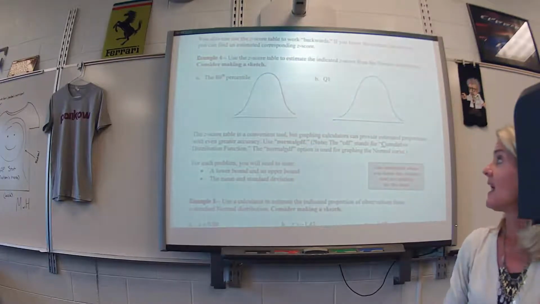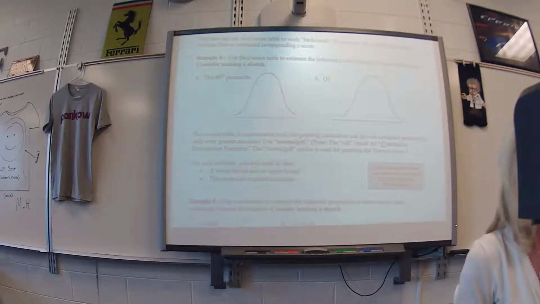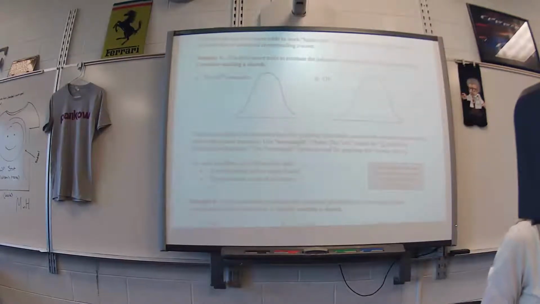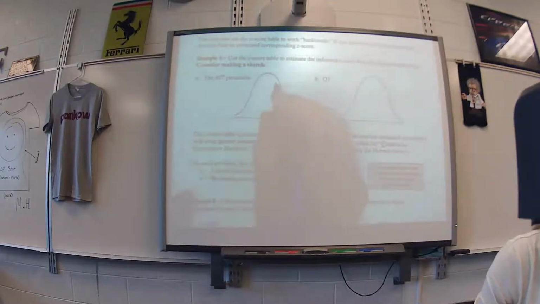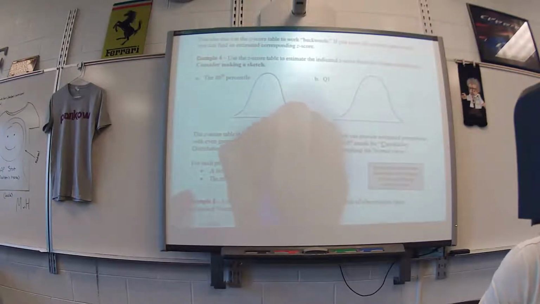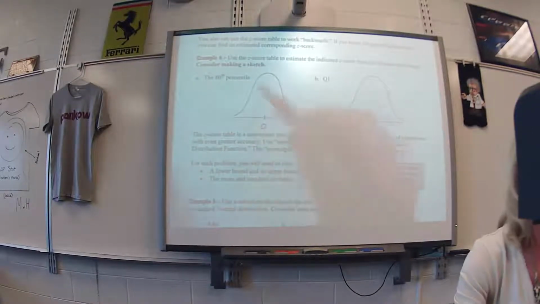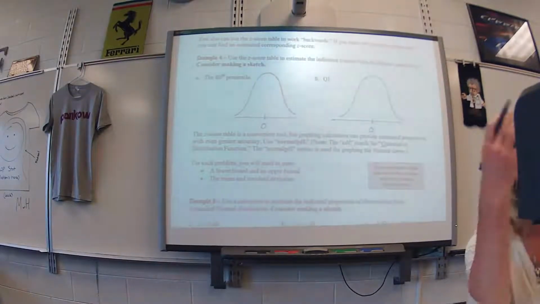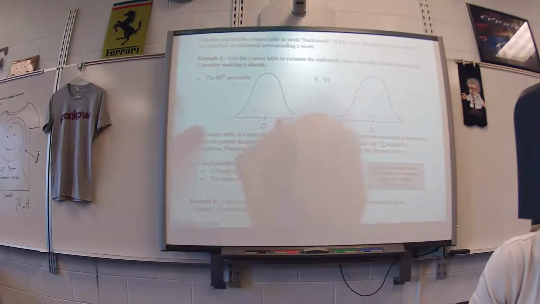All right. And example A wants the 80th percentile. Now, what does it mean to be at the 80th percentile? It means there's 80% below. Well, if we're dealing with a standard normal distribution, the center is 0. And if I were to split it in half, I would have 50% and 50%. So if I want the 80th percentile, I must be well over the halfway mark.